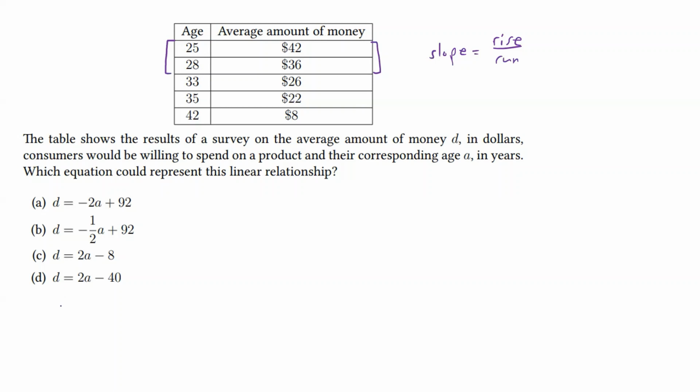We understand from the multiple choice answers here that D, the average amount of money, is going to function like the rise, whereas the age is going to function as the run. If we take the values 36 and 42, we take their difference, understanding that there is a change of minus $6 to go from here to here. The age, however, is going to increase 3 years.